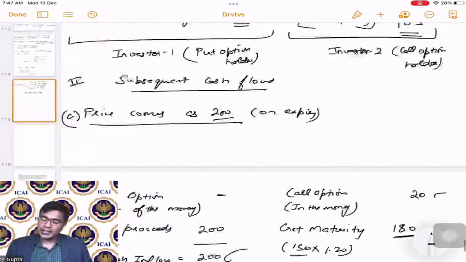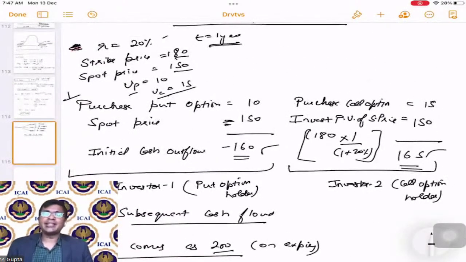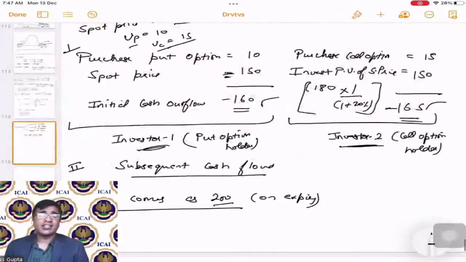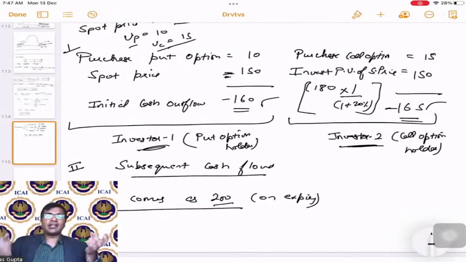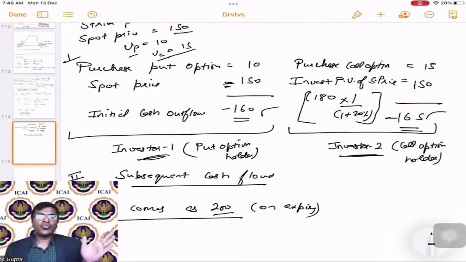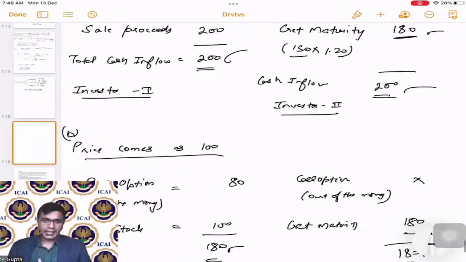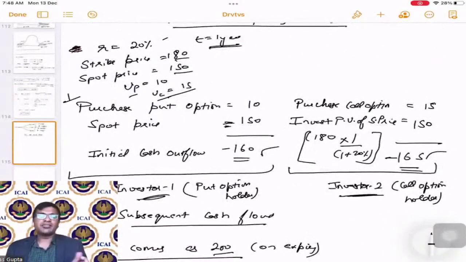So don't you think that their initial cash flow should also be the same? Because why will an investor invest in the second scenario? He will always invest 160 rupees in this and he will get the same cash flow that he would have got by investing 165. So don't you think, on the basis of demand and supply, market forces will bring investor 1 cash outflow equal to investor 2 cash outflow? Because ultimately, subsequently, both of them will get the same amount. Correct? That means the initial amount of investment will also be equal.